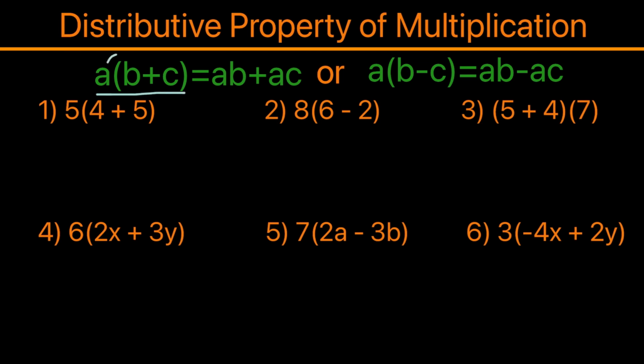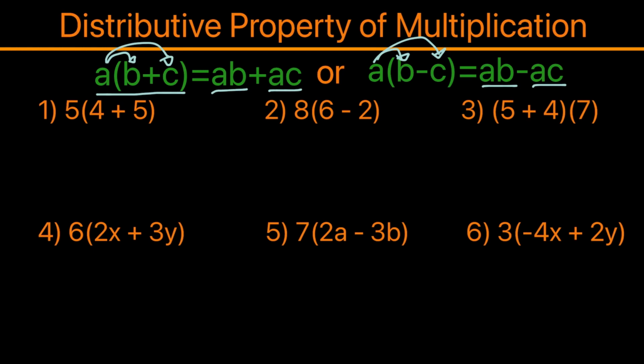What we want to do is multiply A with B and then A with C. So that's why it became AB plus AC. And the same way with subtraction, we would take A times B and then A times C. And so A times B will become AB, and then the minus sign, and then A times C, which we show here. So below are 6 examples, which we're gonna go through to show you how they're done.